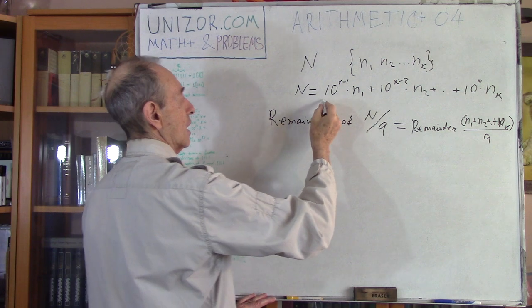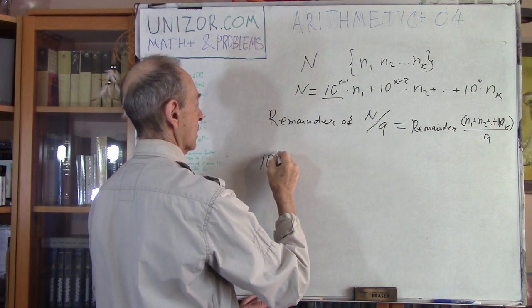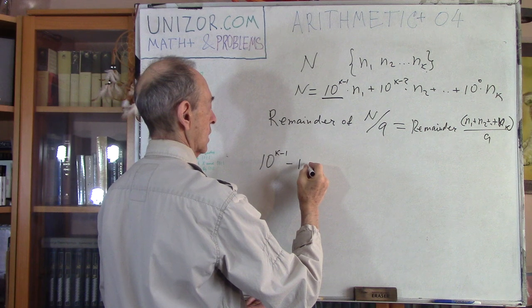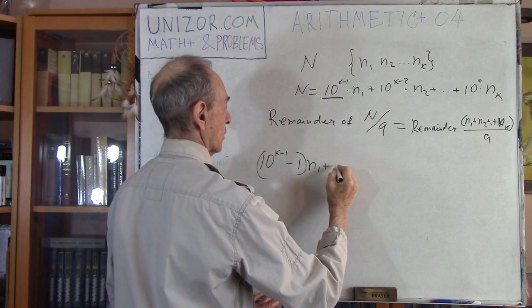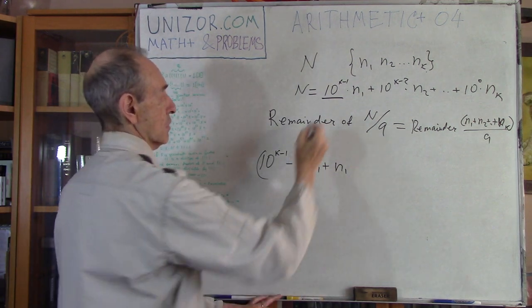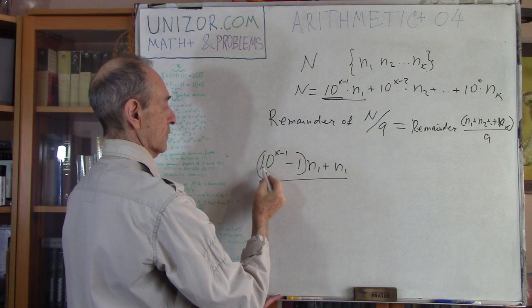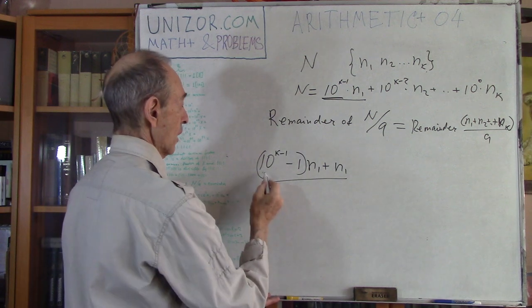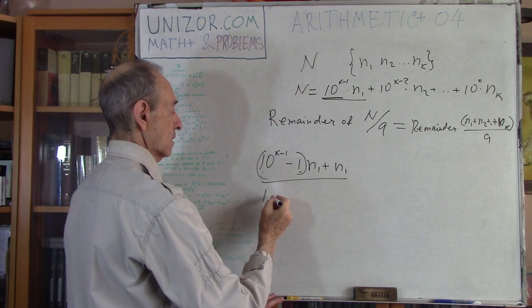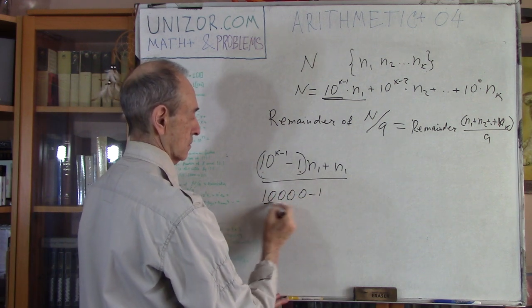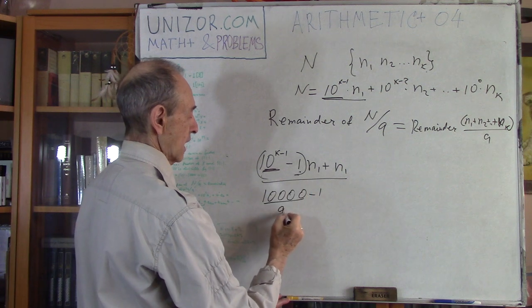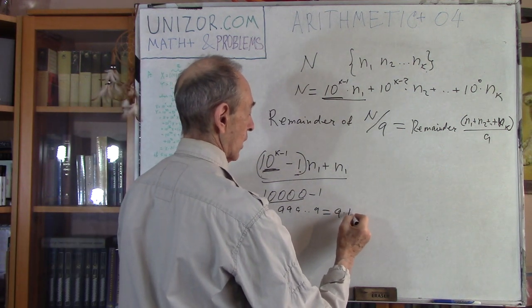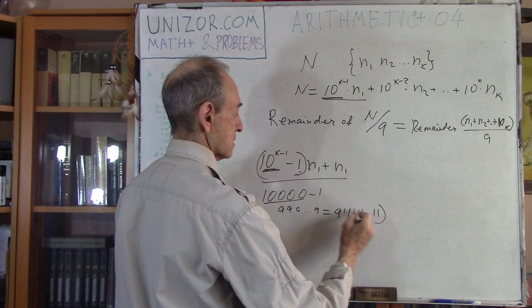Actually, it's very easy, because I can always represent 10 to the power of, let's say, k minus 1 times n1 as 10 to the power of k minus 1 minus 1 times n1 plus n1. So this is equal to this, obviously, right? Now, what is this? This is basically 1 with a certain number of zeros minus 1, which is 9, 9, 9, 9, 9, 9, 9. Which is 9 times 1, 1, 1, 1, 1, whatever number of 1s it is.